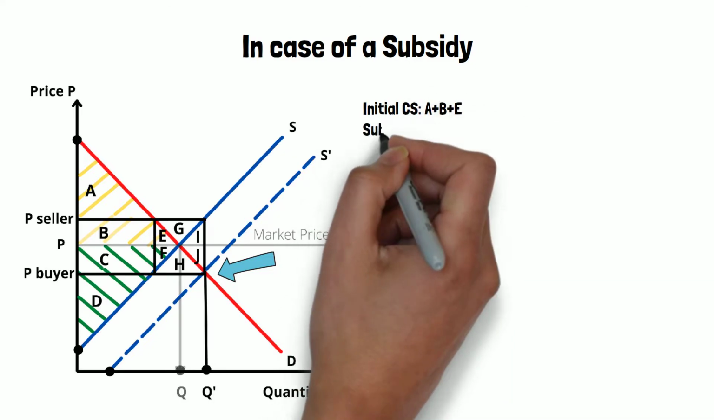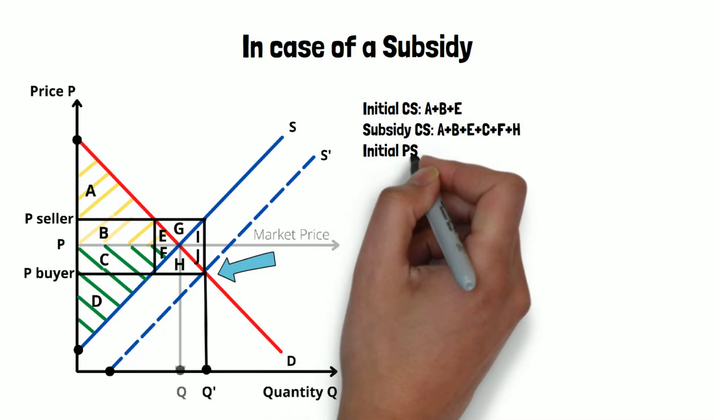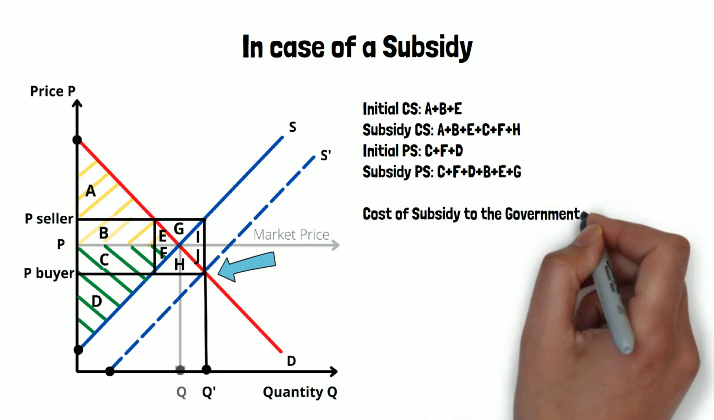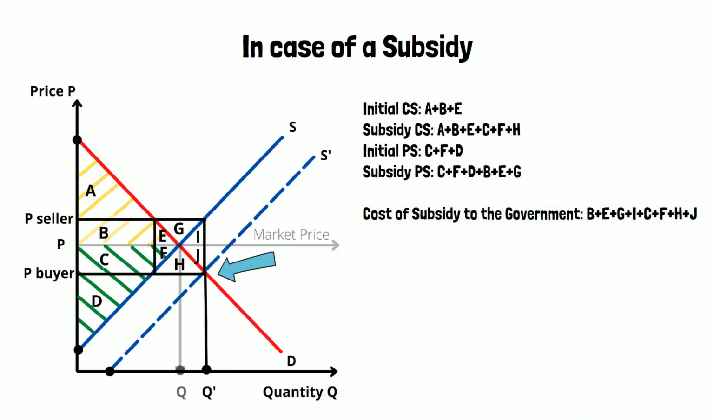But what is the impact on the market of this subsidy? The consumer surplus in the initial situation was A plus B plus E. The consumer surplus after the subsidy is A plus B plus E plus C plus F plus H. The producer surplus in the initial situation was C plus F plus D. The producer surplus after the subsidy is C plus F plus D plus B plus E plus G. The cost of the subsidy to the government is B plus E plus G plus I plus C plus F plus H plus J, or the rectangle you can see between P buyer, P seller and Q prime.